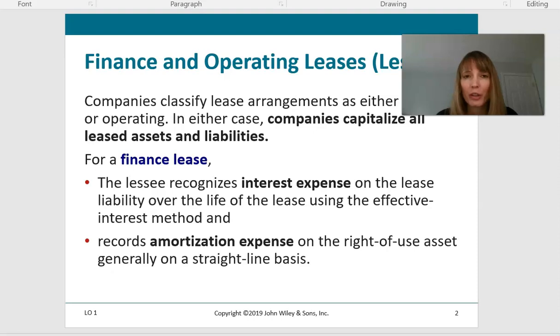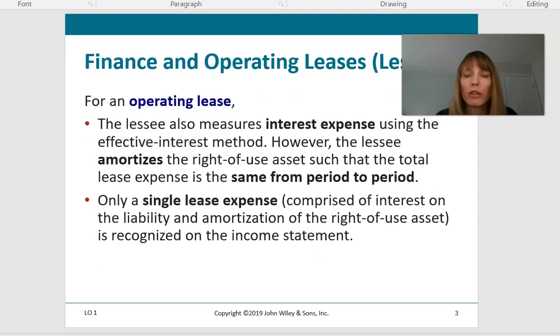Remember, regardless of whether a lease is classified as operating or finance, it is recorded as an asset and a liability on the balance sheet. Under a finance lease, the lessee records interest expense each period on the lease liability over the life of the lease using the effective interest rate method. That's one expense. Under a finance lease, a second expense is also recorded, equal to amortization expense, where we're allocating the cost of that right-of-use asset, the leased asset recorded at lease commencement. We evenly allocate that cost over the lease term for the lessee.